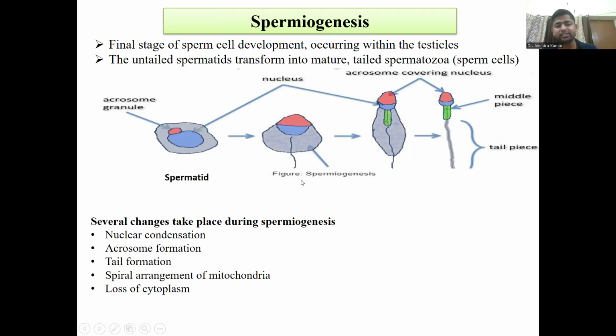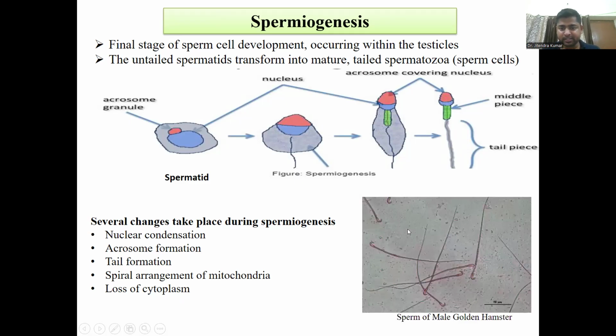There are several changes that take place during spermiogenesis, like nuclear condensation, where it loses water, acrosome formation at the tip of the head, and tail formation. This is the tail. There is spiral arrangement of the mitochondria. Mitochondria are arranged at the upper part of the tail, and most of the cytoplasm is lost in the mature sperm. And this is the original slide of the sperm. This is the sperm, with a small head and a long tail. It is the sperm of a rodent, the golden hamster.